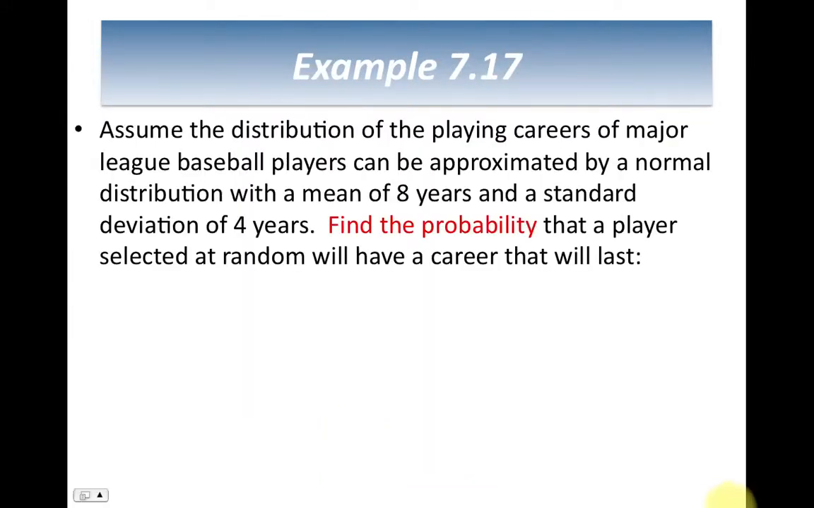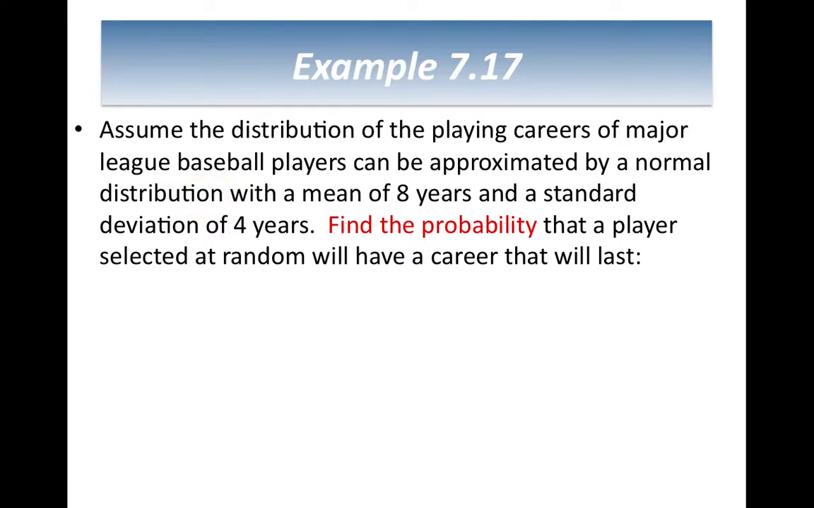Okay, so let's look at a real problem. The distribution of playing careers of Major League Baseball players can be approximated by a normal distribution. So when you see those words, approximated by a normal distribution, you should immediately draw a bell curve, because the bell curve is going to be used to model this problem.